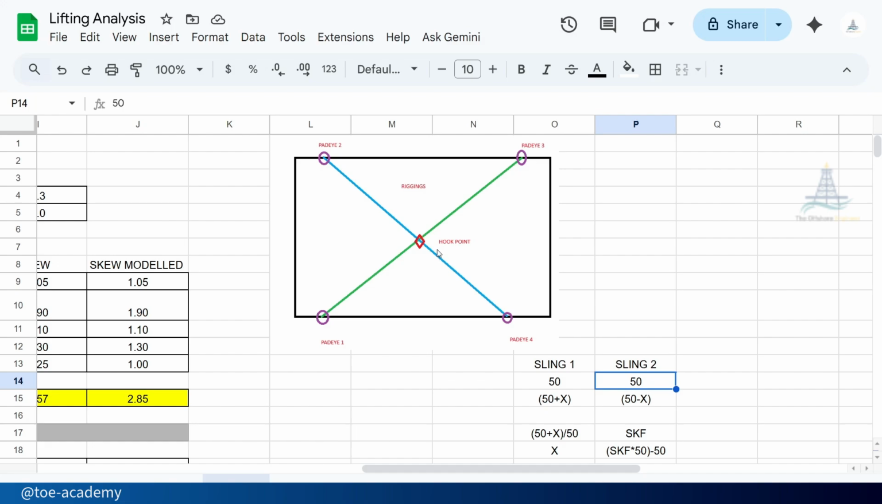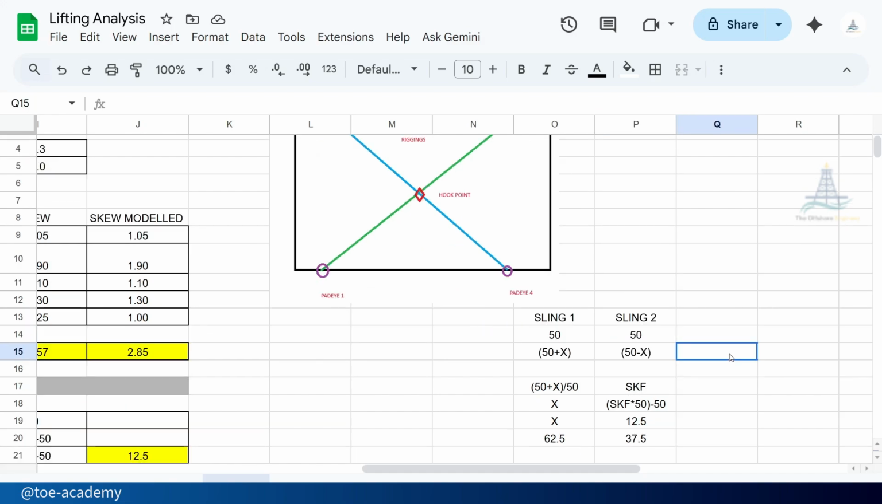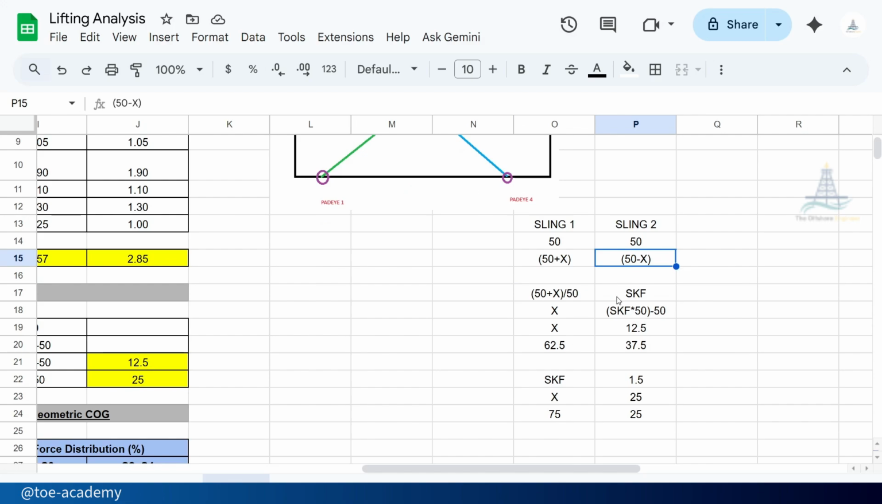So in that case, the shorter sling will take more load than the longer sling at some point of time. Let's say that difference in percentage is X percent. So sling 1 will take 50 plus X percent, and sling 2 will take 50 minus X percent. So how we define the skew factor, SKF, is the increase in that percentage, 50 plus X by 50. So that is the skew factor.